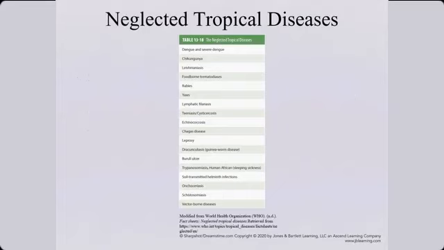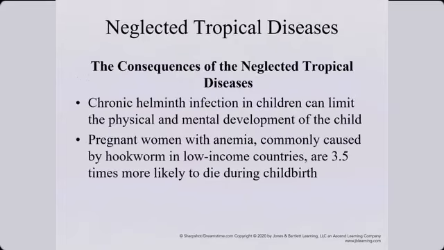This slide provides you with the list of neglected tropical diseases. The consequences of the neglected tropical diseases. Other possible complications: blindness, liver cancer, remarkable swelling and skin problems. Increased susceptibility to other infectious diseases, and social stigma, and impact on productivity, school attendance, and future wage earning capacity.